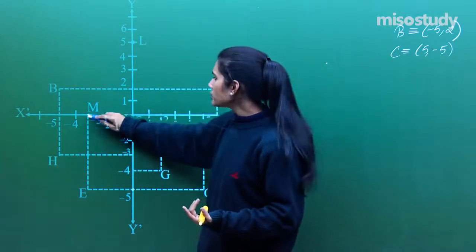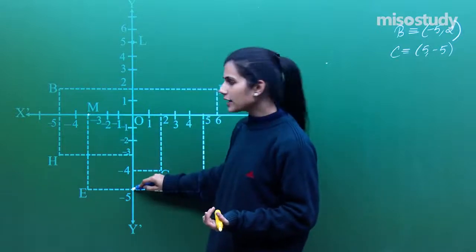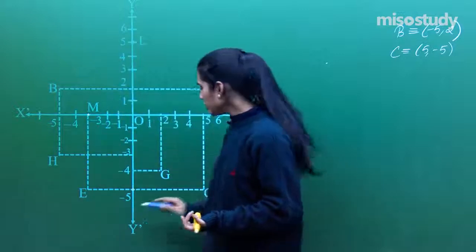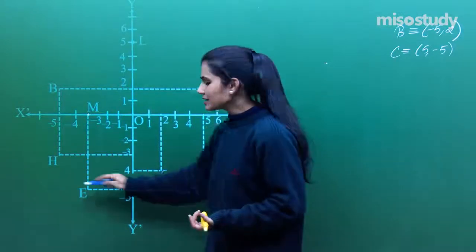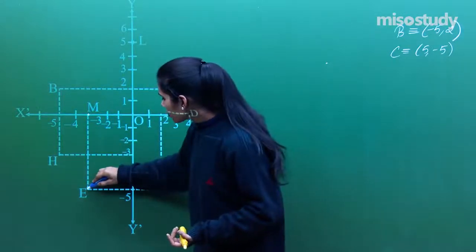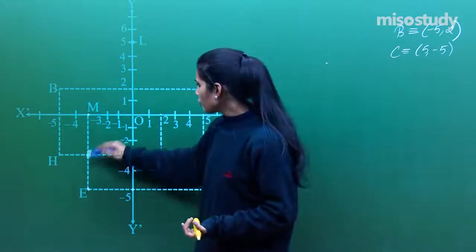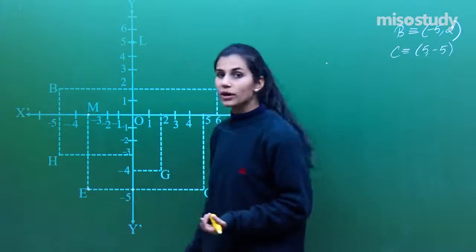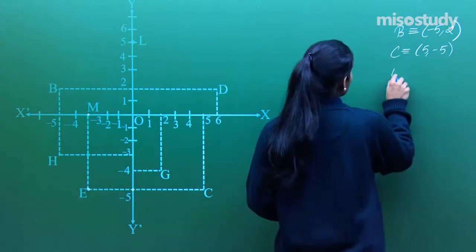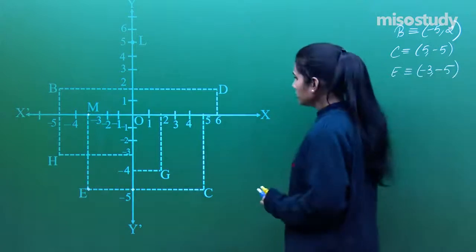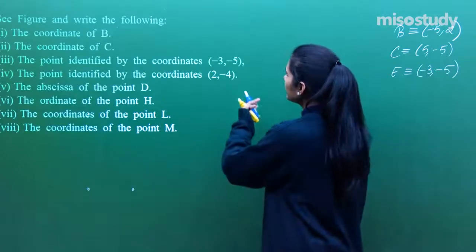What is the point identified by -3, -5? How do you get the point whose x coordinate is -3, y coordinate is -5? You draw a line parallel to the y-axis passing through -3, and a line parallel to the x-axis passing through -5. Both these lines are going to intersect each other at this point, and this point is your -3, -5. That means point E actually is -3, -5. Clear? So the point identified by this is E.